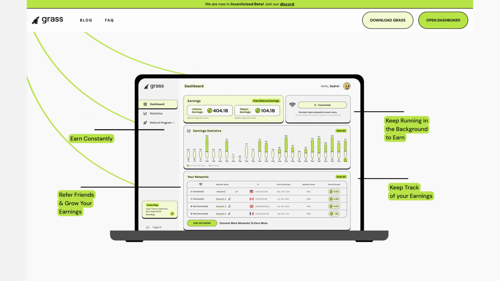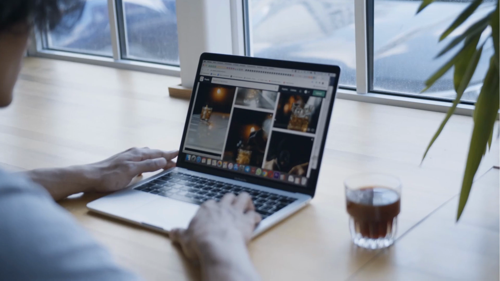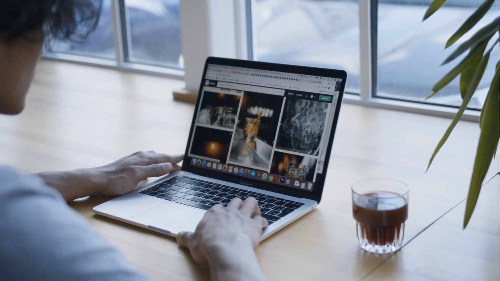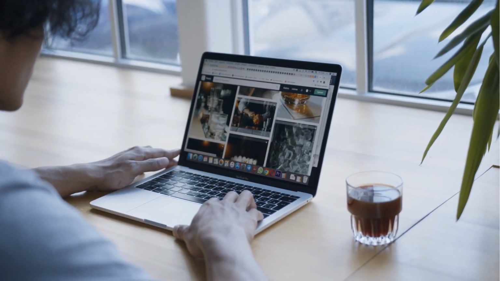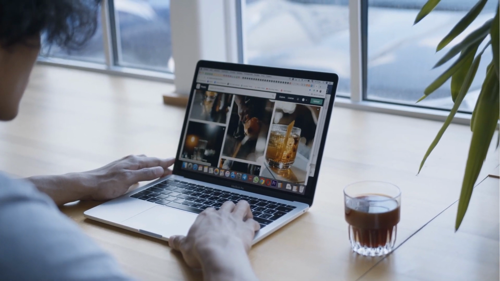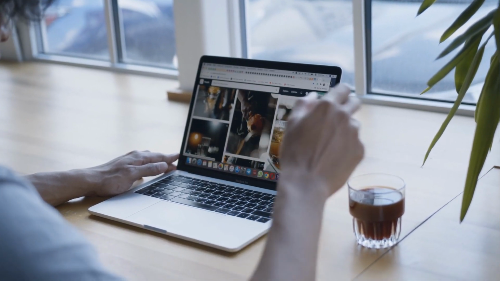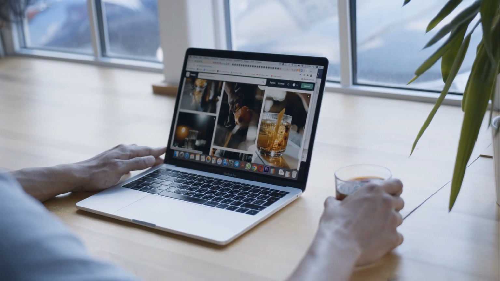Grass is currently in its beta or early adopter phase, and I strongly believe it holds tremendous growth potential. Being an early adopter of this platform could mean rewarding opportunities, as you'll be instrumental in shaping and fostering its growth. Voila! There it is. Buckle up for an exhilarating transformation of your browsing experience into a thrilling earning adventure. Get set to embark on this exciting journey.